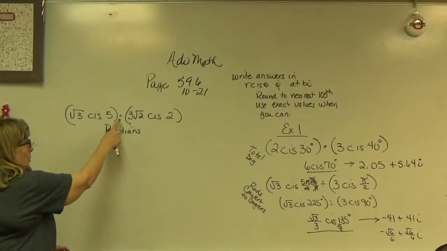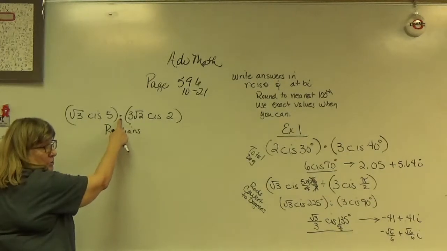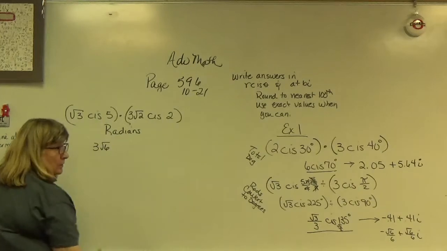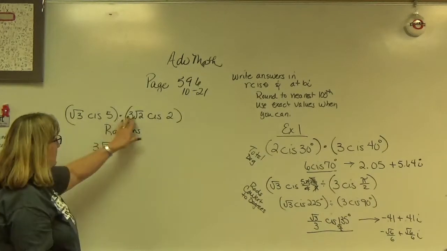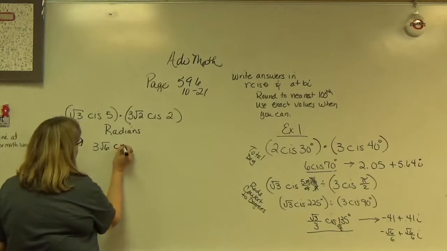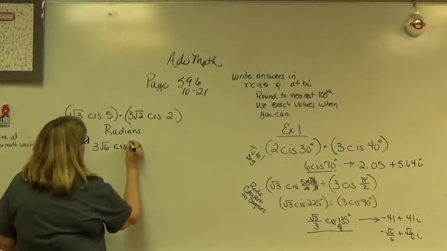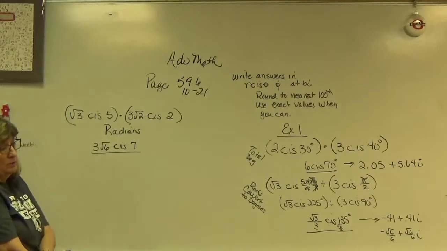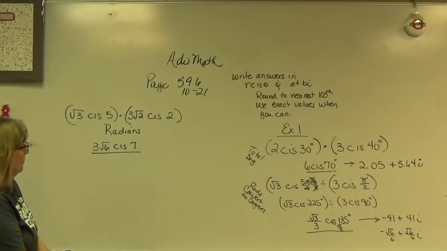So now, this is a product. In a product, what do we do with our R's? So we're going to get what? 3 square roots of 6? Because when you multiply radicals, it's outside times outside and inside times inside. Adding the angle, so this is easy to add. 5 plus 2 is 7. So there's the first answer written in R-cis form.